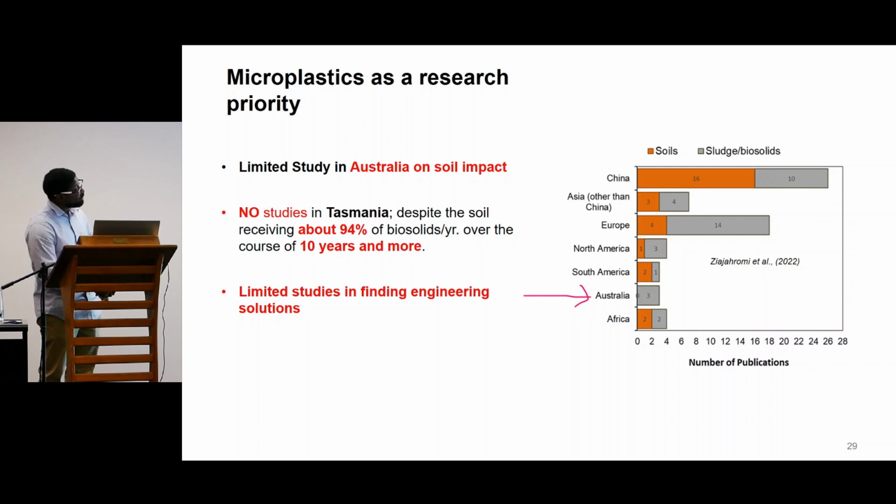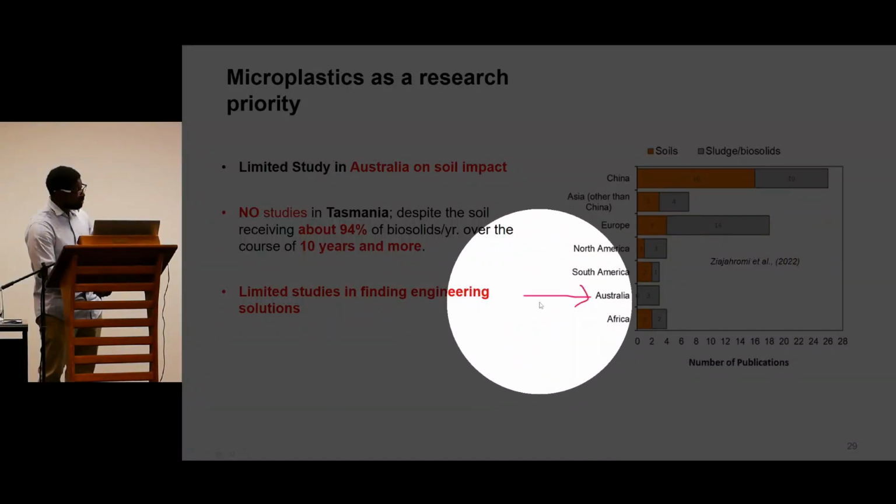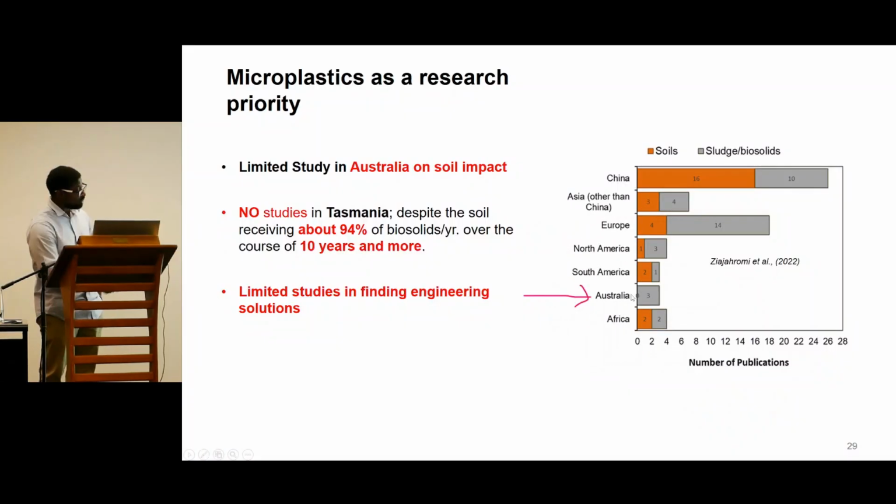So the study reported that in Australia, if you look at this red arrow pointing to Australia, at the time of this research, only 3 papers had looked into microplastics contamination in biosolids, and none had looked into soil. So there's a huge gap in this field in terms of research.